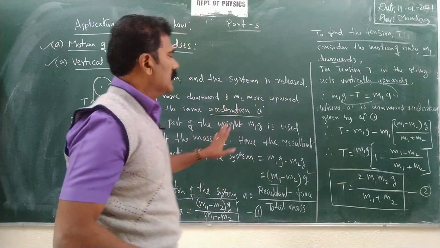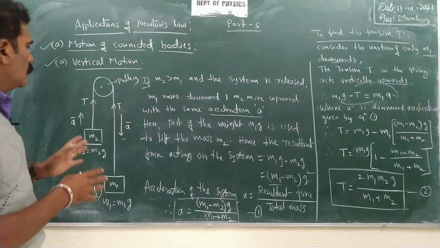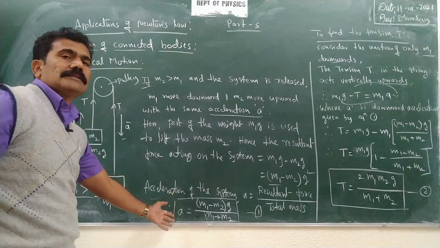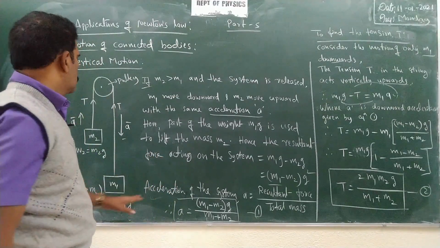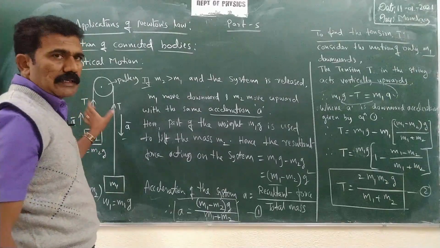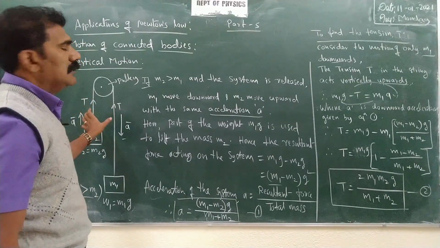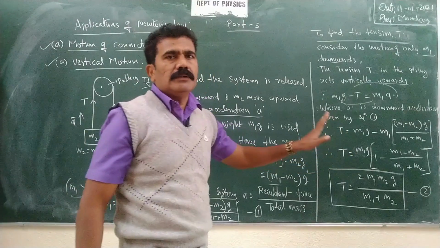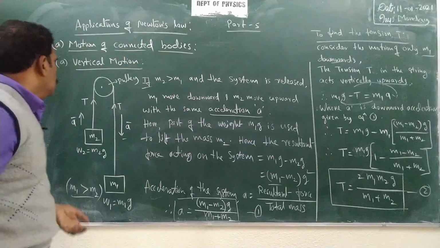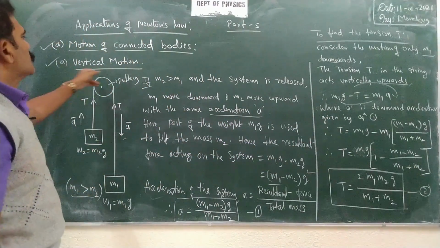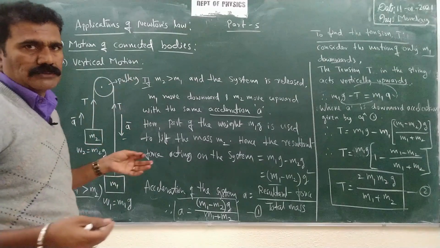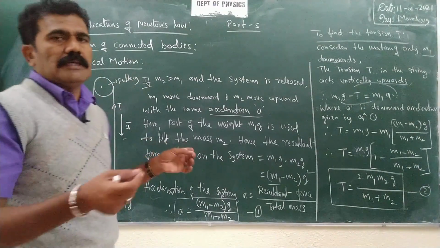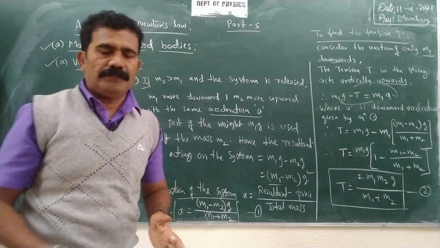So in this application, in the system, how the motion takes place and with what acceleration, how to calculate that acceleration using equation 1. And similarly, if it is connected to a string, what is the tension created in the string, how to calculate that using equation 2. So that's all. Now the vertical motion is over. Let us consider the horizontal motion now, with two bodies connected by a string. Clear?